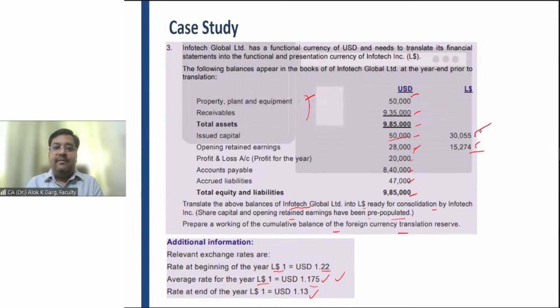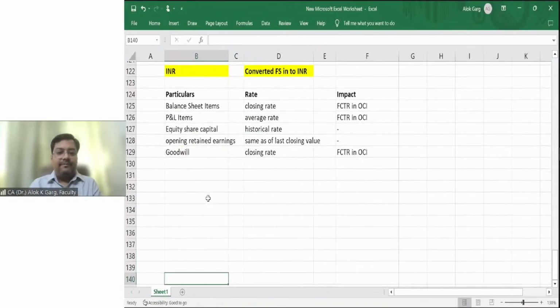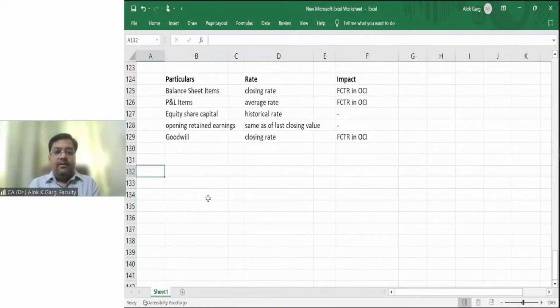So friends, let's discuss this question on the Excel file, and please let me know if my Excel file is visible. This is my question, case study 3, case study 3 from ICAI study material. Right? This is my case study 3.